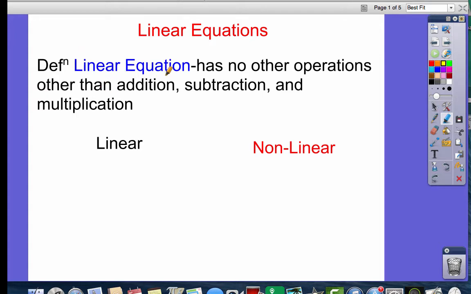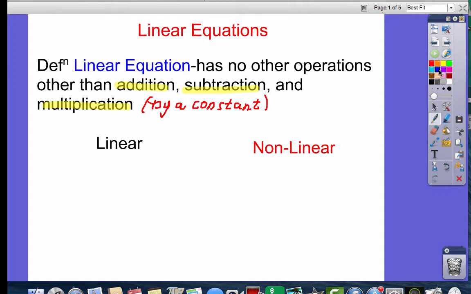Alright, so a linear equation has no other operations except addition, subtraction, and multiplication. And you want to be very careful with this multiplication. We should be really careful and say multiplication by a constant, because you could multiply a variable by another variable, and that will change it from a linear to some other form.